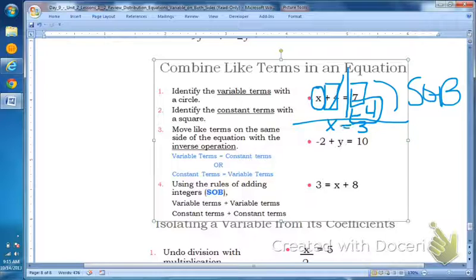Don't forget to write your equal sign. So it'd be x equals 6. So it's x equals 3, yeah. Well, I did all these wrong.